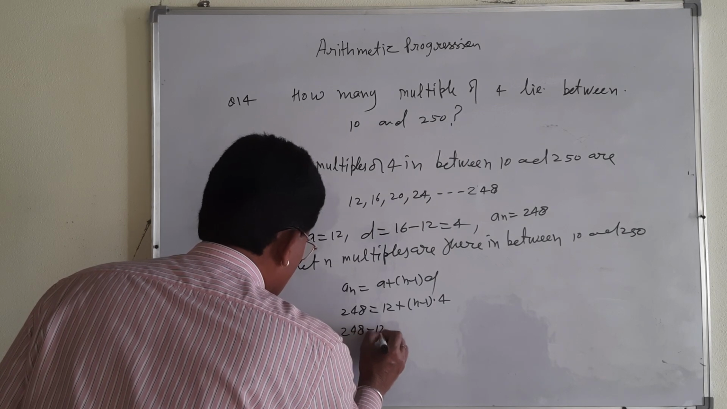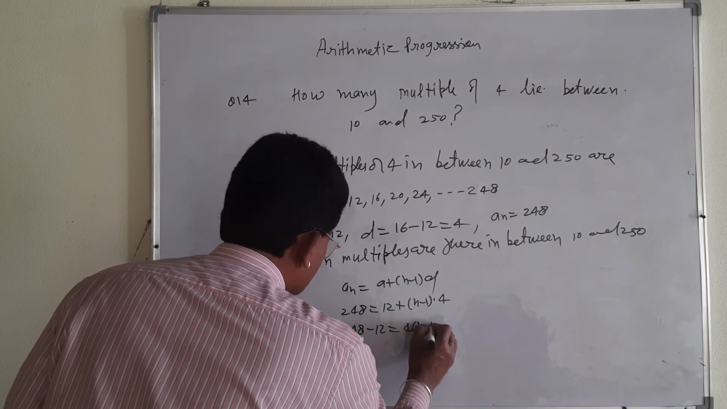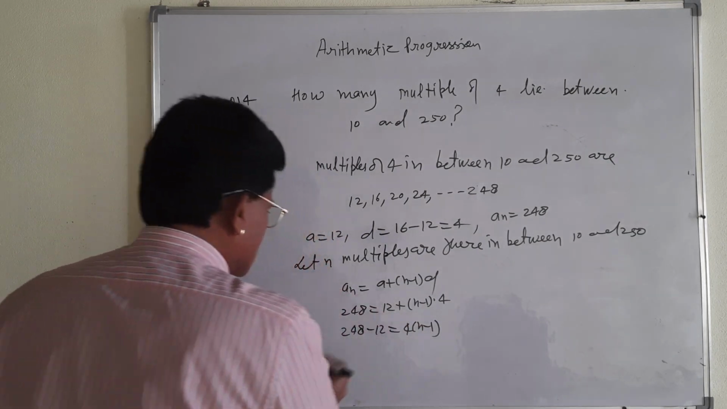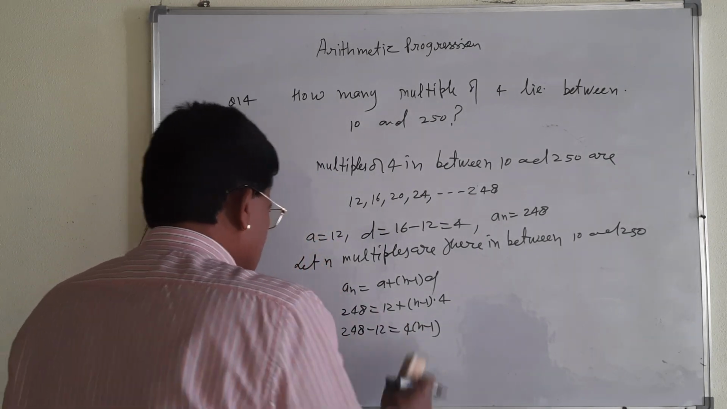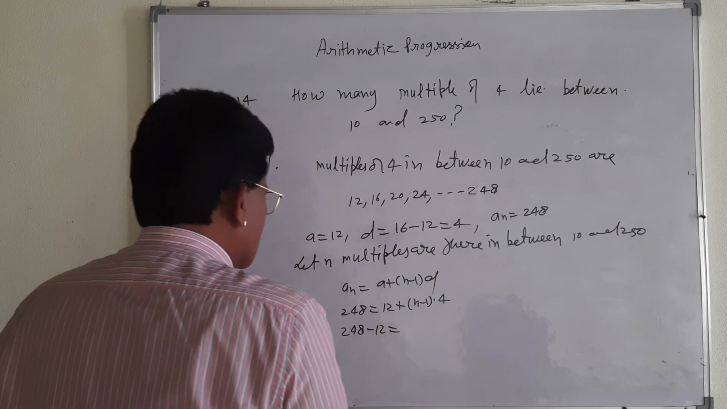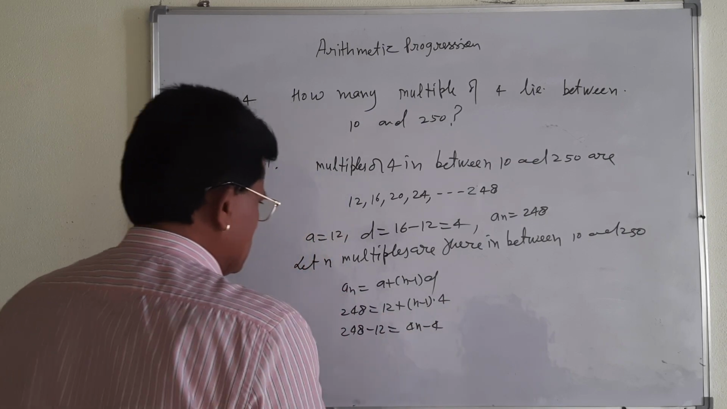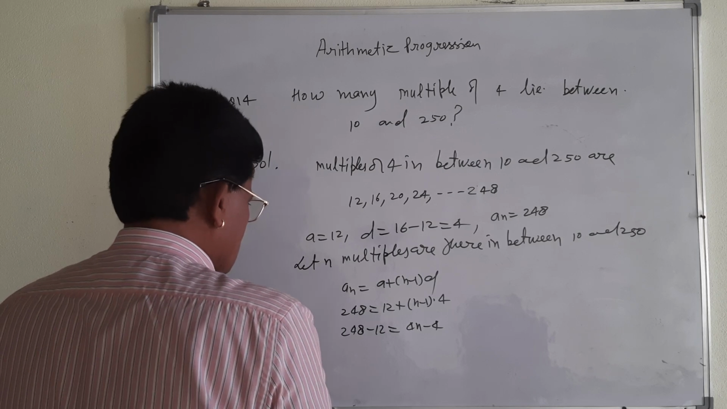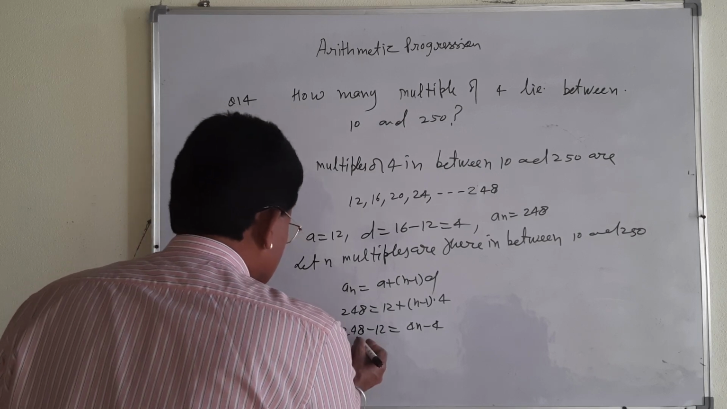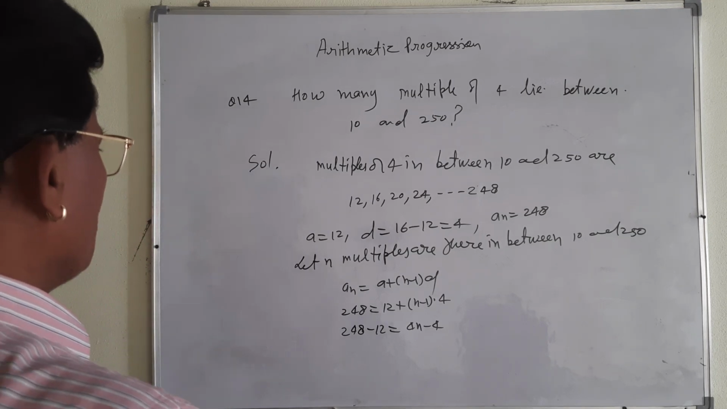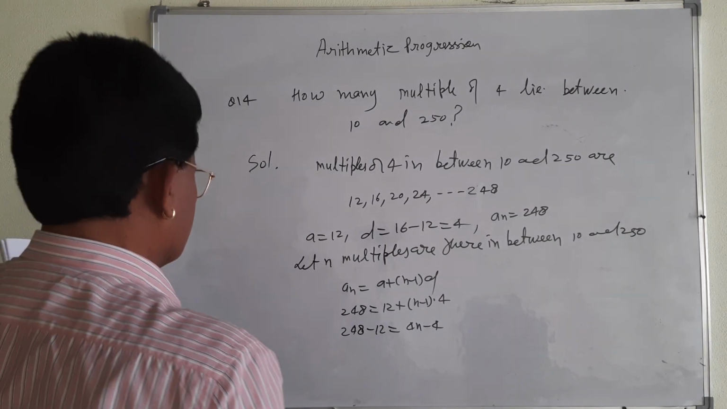Okay, this thing: 248 minus 12, you take, that will be equal to (n minus 1) into 4. How much will it be? If you want to multiply, multiply by 4: 4n minus 4. We will add this here also. Okay, write it like this, subtract this from this, then it will be equal to how much? 236.